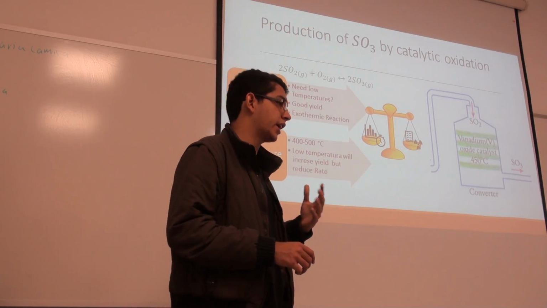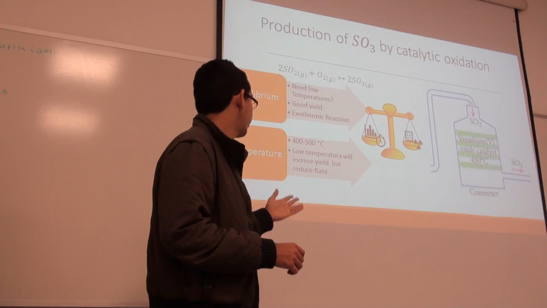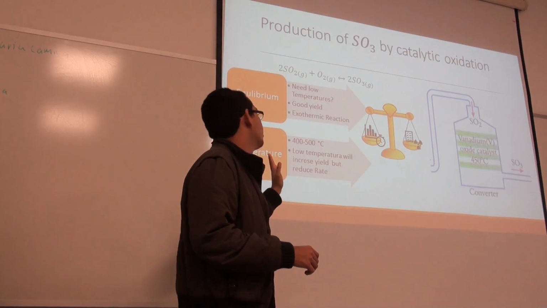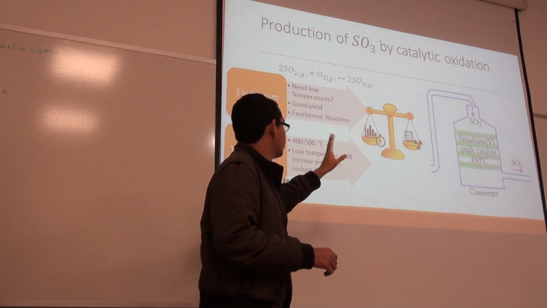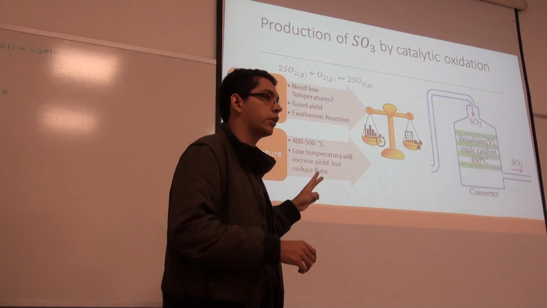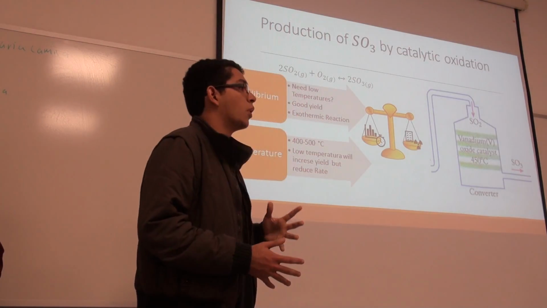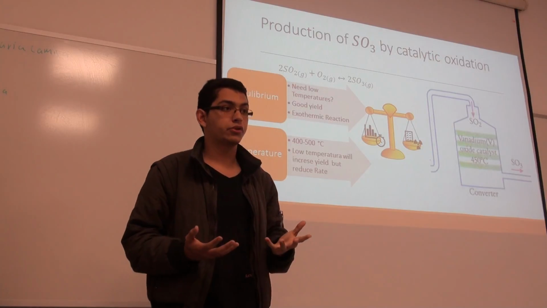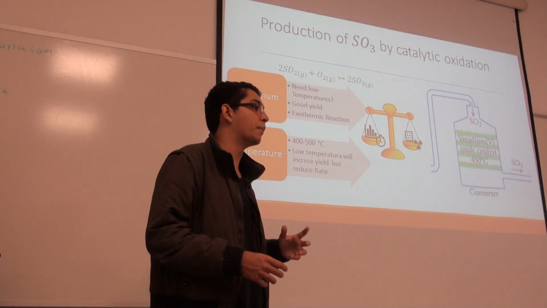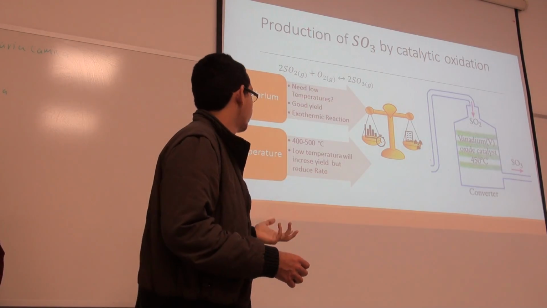In this case, it's perfect for us if we increase the pressure, because we're going to shift the equilibrium to the right side, because there are just two molecules of gas. So we can increase the pressure to have more conversion and more sulfur trioxide.